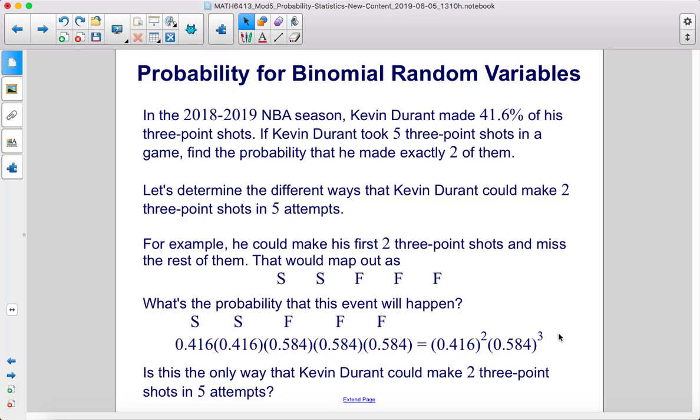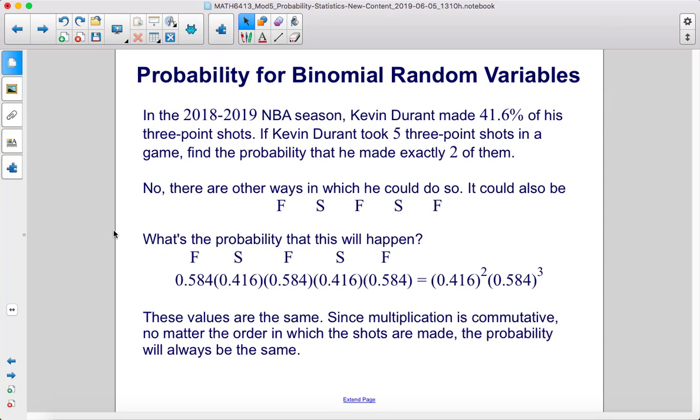Is this the only way that Kevin Durant could make 2 three-point shots in 5 attempts? No, there are other ways in which he could do so. It could also be failure, success, failure, success, failure. What's the probability that this will happen? Well, it's the same, 0.416 squared times 0.584 cubed. These values are the same. Since multiplication is commutative, no matter the order in which the shots are made, the probability will always be the same.